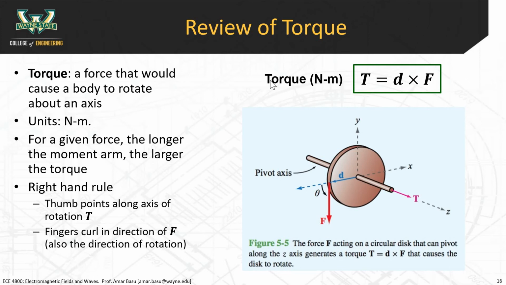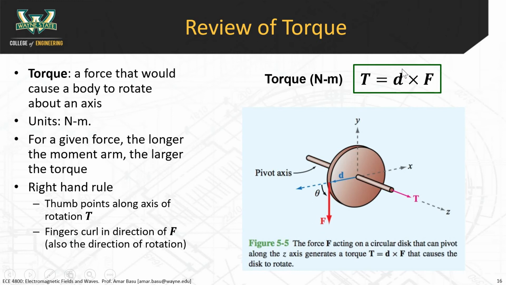To talk about electric motors, we have to review the mechanical concept of something called torque. Torque is the force that would cause a body to rotate about an axis. If you imagine this orange thing as a wheel right here, if we want to get that wheel to spin, we have to apply a torque on it. A torque is a rotational force. And the way that we define torque is equal to d cross F. So this is the vector definition of that.